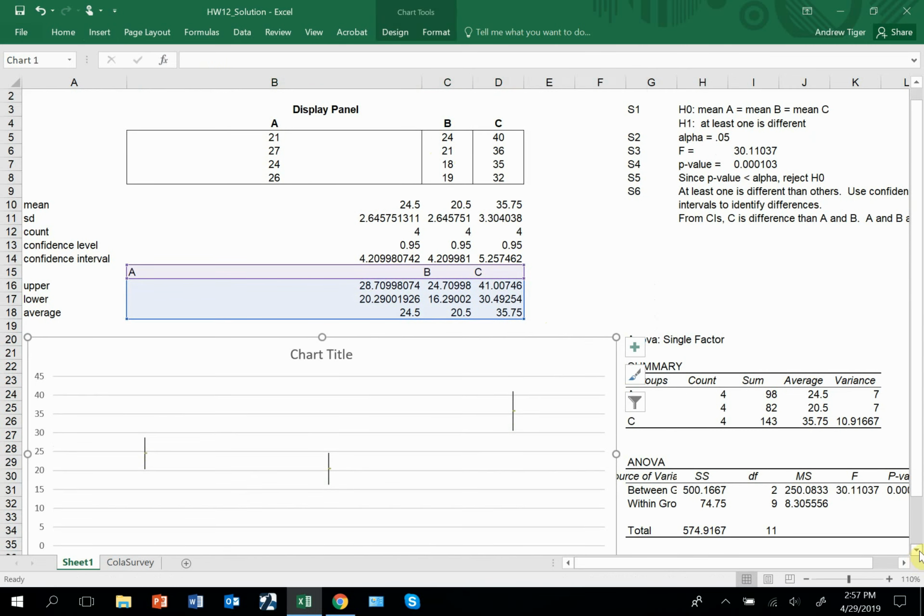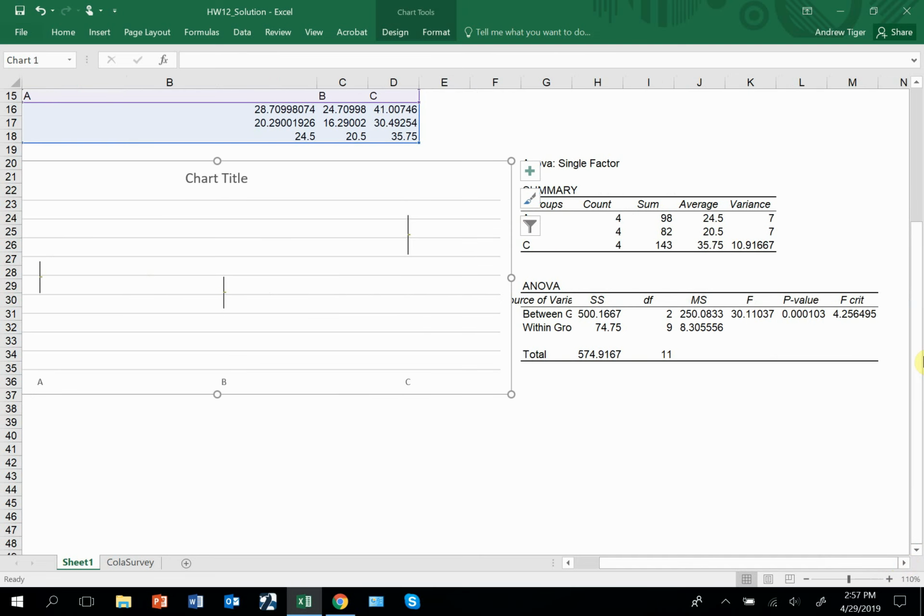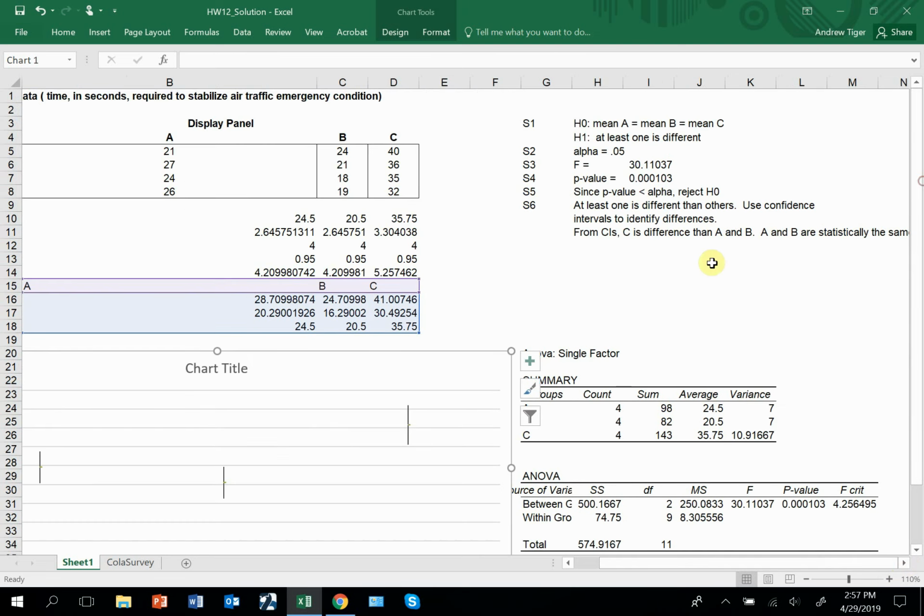What we want to look for in this confidence interval chart is anything where there is no overlap. In this case you can see panel C does not overlap with A and B, which means it's statistically different. In this case, it's statistically worse than either A or B. Because A and B overlap, I cannot say that B is better. I can say that A and B are statistically the same. There's no difference. So that becomes my final conclusion.